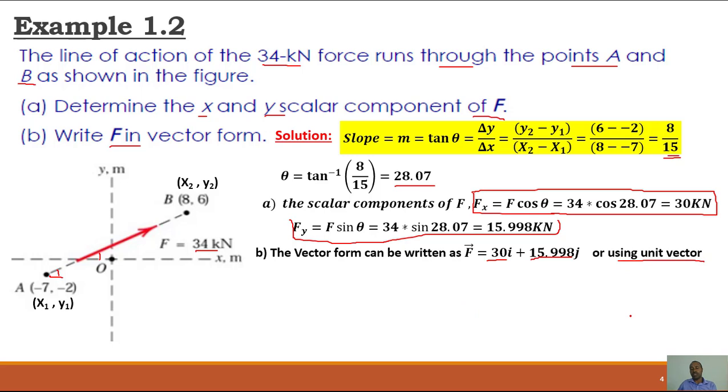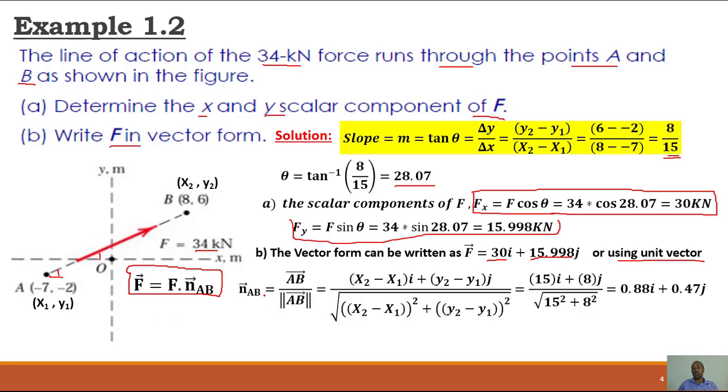So now let us see using the unit vector. You have this equation: the force vector is equal to the magnitude of the force multiplied by the unit vector in the direction of the force, which is AB. We already know the unit vector in the direction of AB is equal to AB over the magnitude of AB. Then AB means just B minus A.